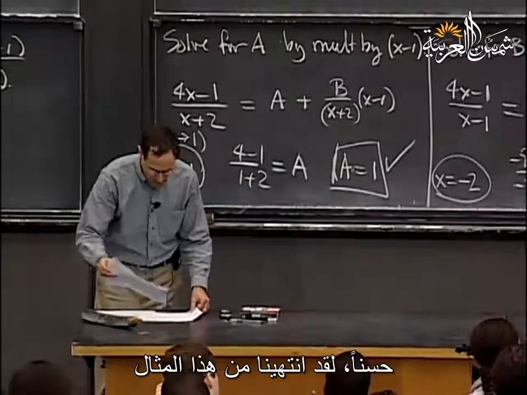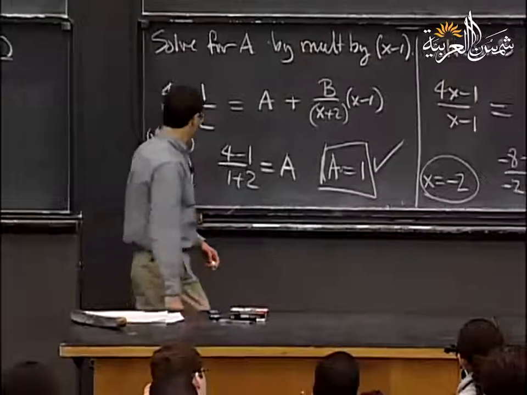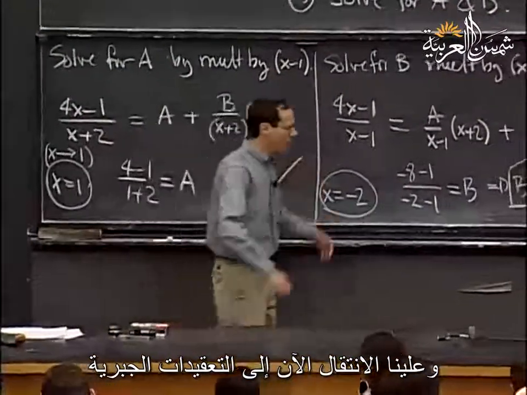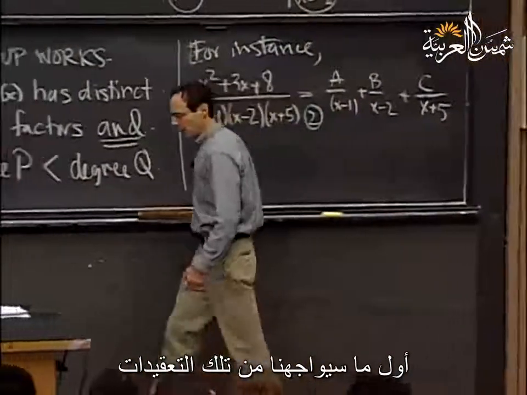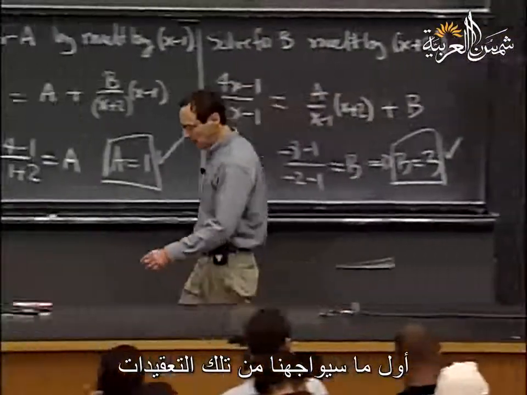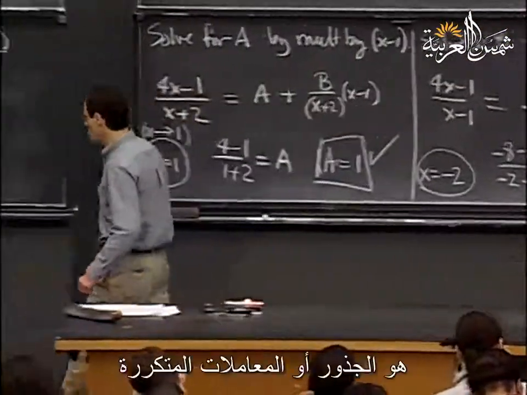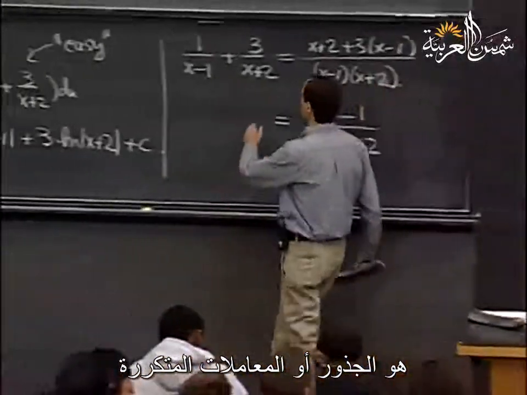Now, we're done with that. And now we have to go on to the algebraic complications. So what would the first typical algebraic complication be? It would be repeated roots or repeated factors.